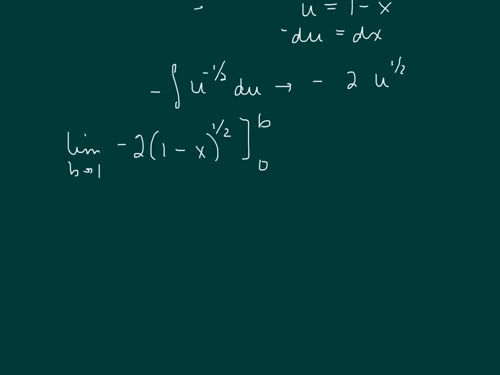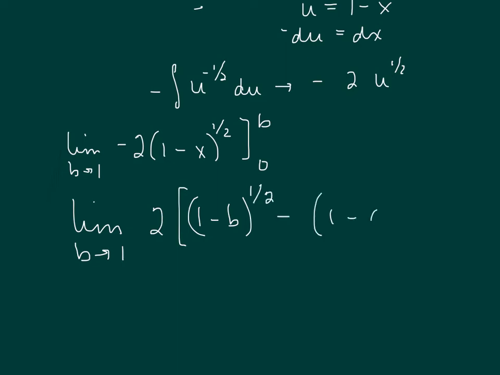So then I end up with the limit as b approaches 1. I'm going to keep that negative 2 outside. I have 1 minus b to the 1/2 minus 1 minus 0 to the 1/2.